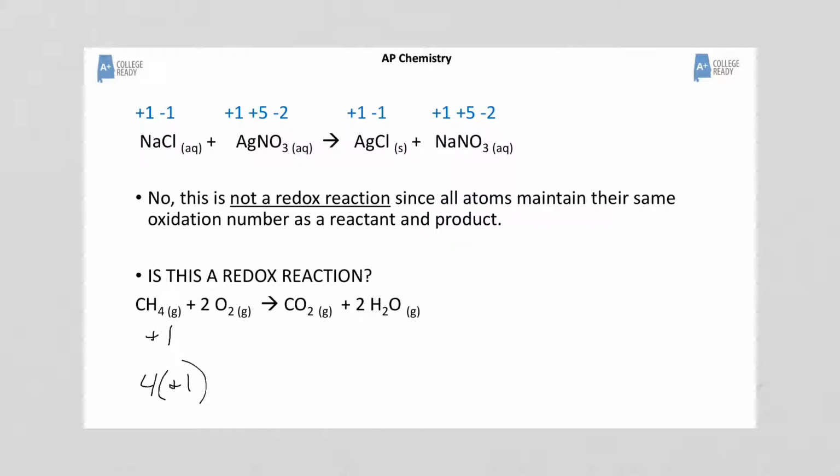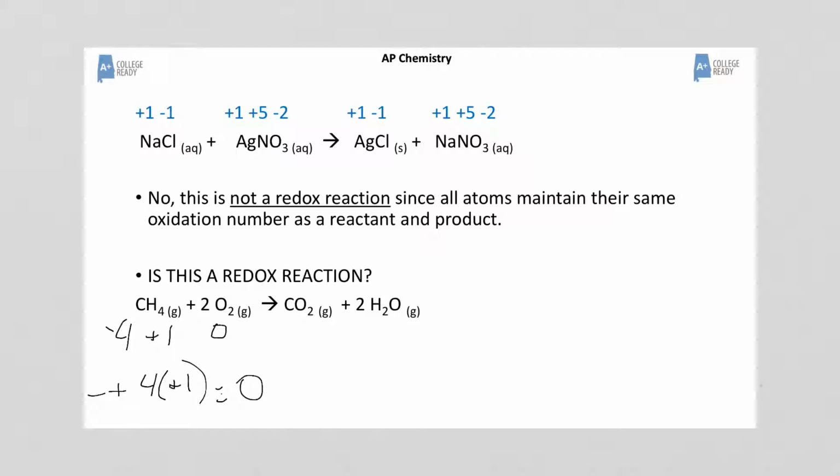If methane is neutral, what would carbon have to be to cancel out that? So we can see that carbon here is -4. So we'd have -4 plus +4 equals 0. Oxygen gas, that is your 0 oxidation state. And then you get to your products. So far we have -4 for carbon, +1 for hydrogen, and oxygen is 0.